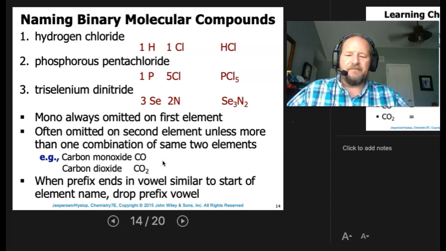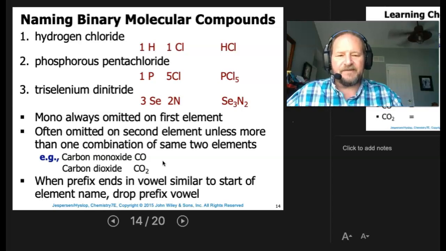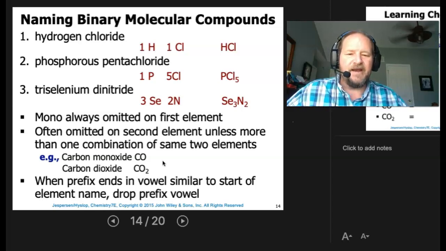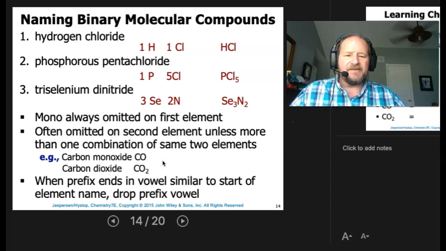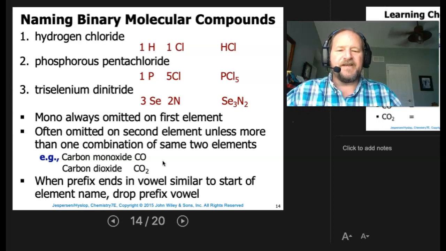Now, what you might have noticed with carbon monoxide is if the prefix ends in a vowel similar to the start of the element name, we drop the prefix vowel from the prefix, okay? So make sure you drop the last vowel off the prefix, not off of the main name. You'll see this mainly with oxygen, right? Because we can get mono-oxide. It forms that extra syllable, which for whatever reason chemists don't like. So we get rid of that extra syllable.